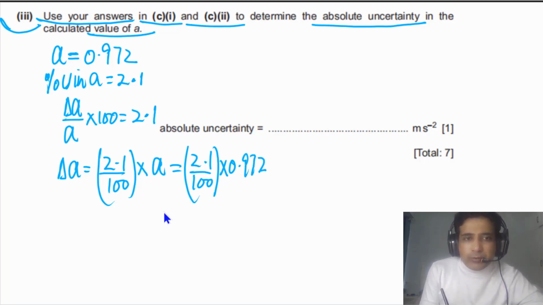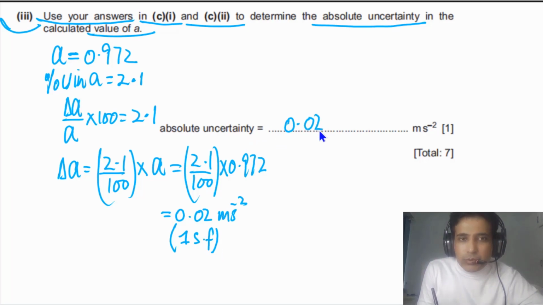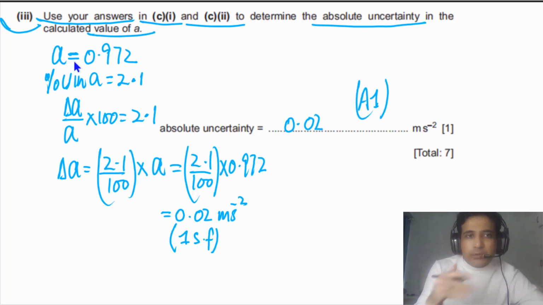Now, if we solve this, our final answer will be equal to 0.02 up to 1 SF. This has to be up to 1 SF because absolute uncertainty at AS level, you always have to write down up to 1 SF. So our final answer for this question is 0.02. If you have got this answer, you will get 1 mark, and that is the answer mark for this question. So this is the proper way to calculate absolute uncertainty.